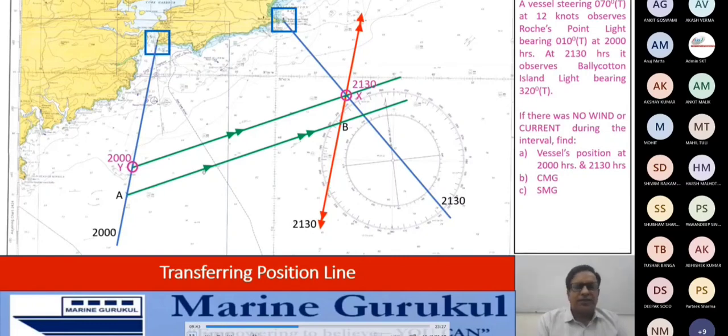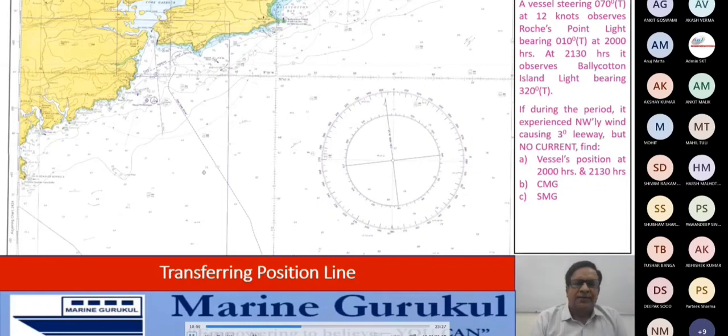In this case, of course, CTS and CMG are same, engine distance and distance made good are same. Why? Because there was no wind and no current. So you can see other notations also showing up.